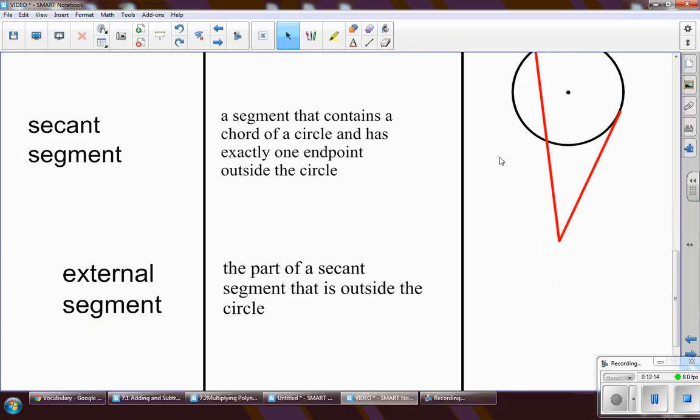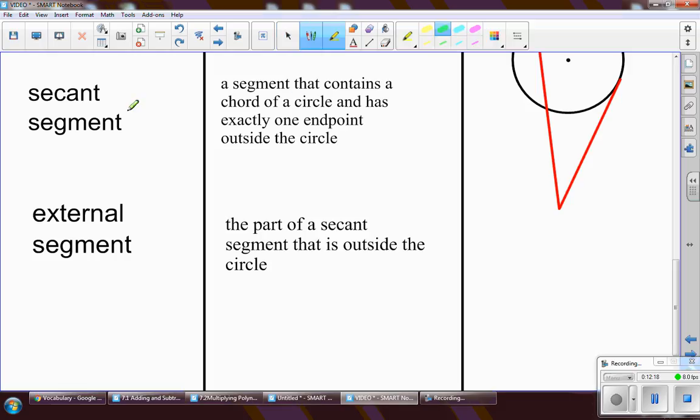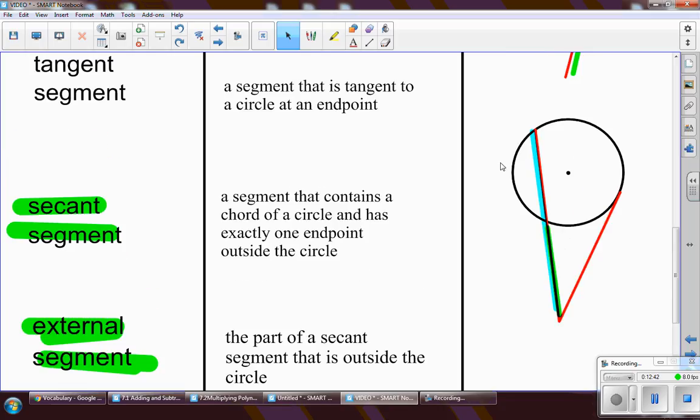All right. And finally, we have the external segment, which is part of our secant segment. The external segment is the part of the secant segment that's outside the circle. So this part right here is our external segment. This whole thing is my secant segment. The part outside would be the external segment. All right, and that's all we got for you.